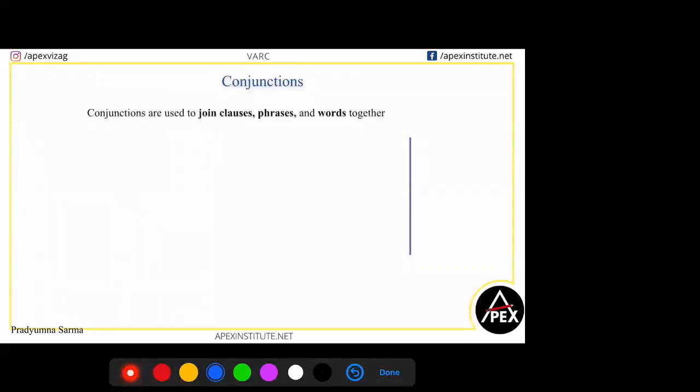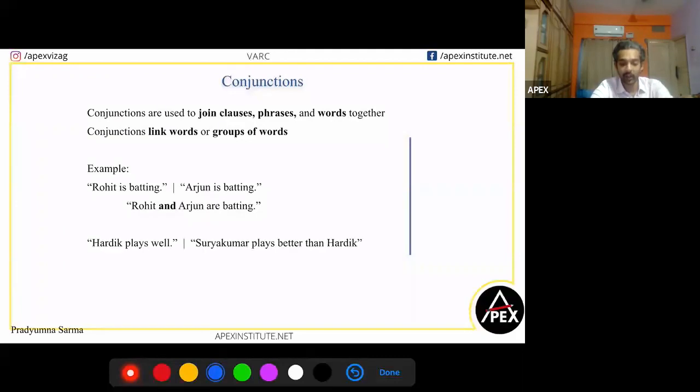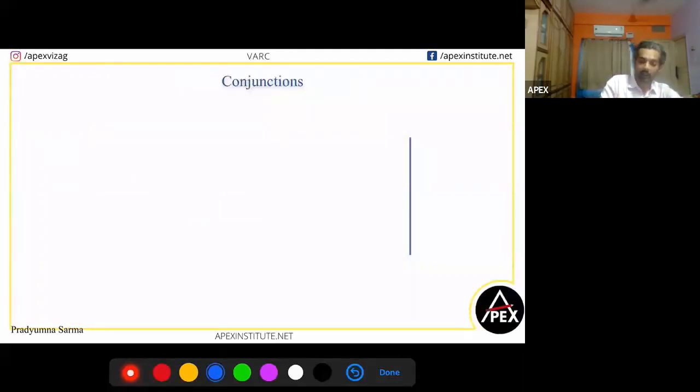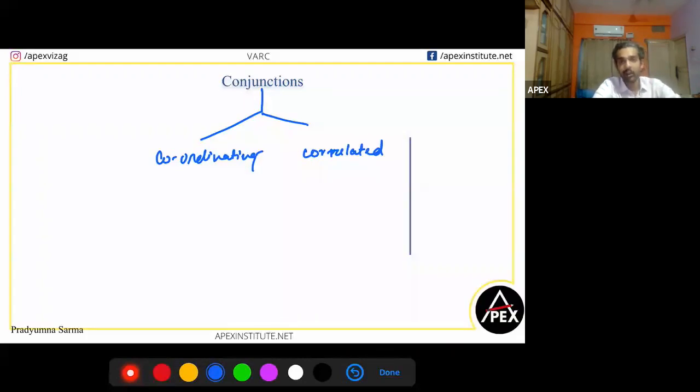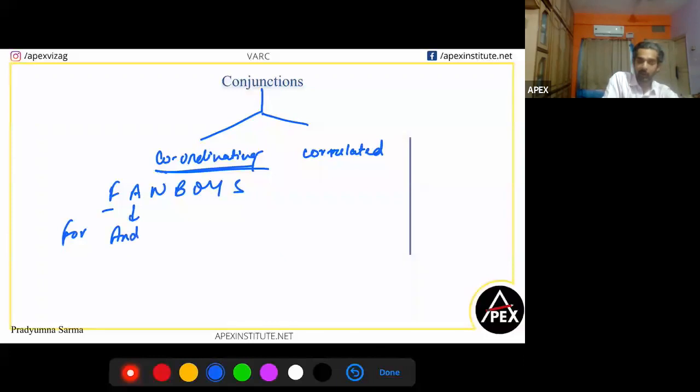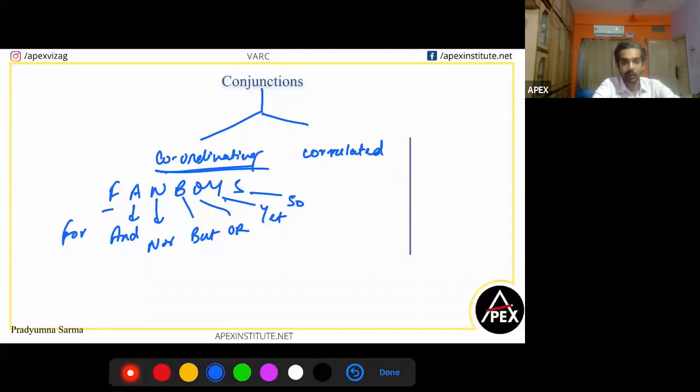Right. Okay. Now, let's quickly look at what conjunctions are. Conjunctions are of two types. We have coordinating conjunctions and correlative conjunctions. Now, remember, for coordinating conjunctions, you can simply remember this acronym, FANBOYS. FANBOYS stands for for, and, nor, but, or, yet, so. Okay. Am I clear?